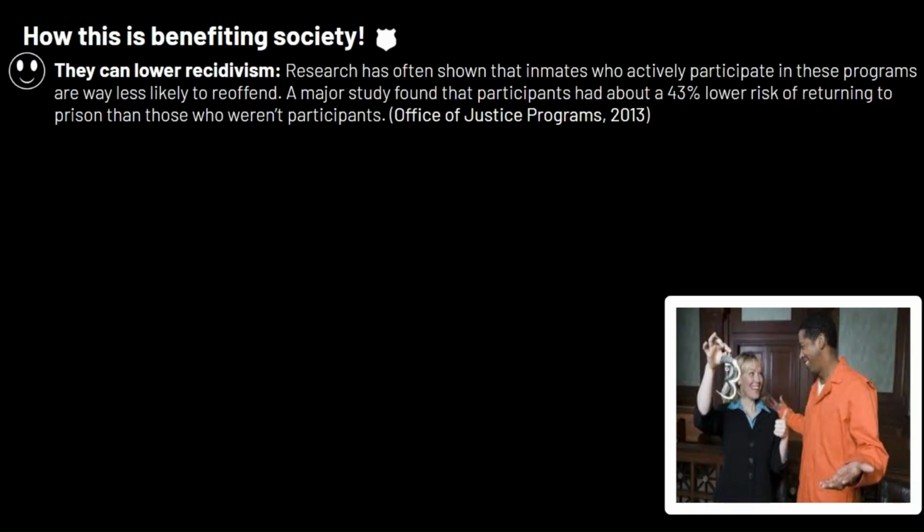And then, how is this benefiting society, I hear you ask? Well, they can lower recidivism. Research has often shown that inmates who actively participate in these programs are way less likely to reoffend. A major study found that participants had about a 43% lower risk of returning to prison than those who weren't participants. The Office of Justice Programs got that.